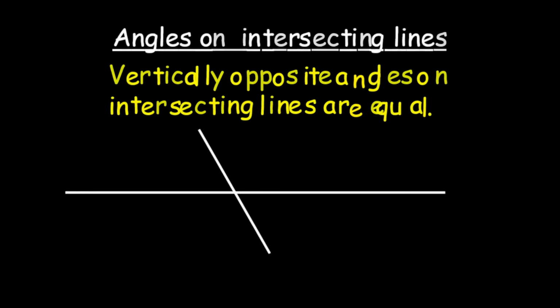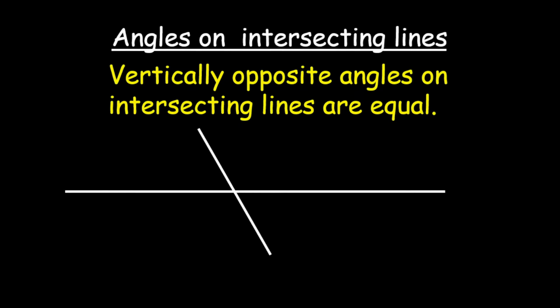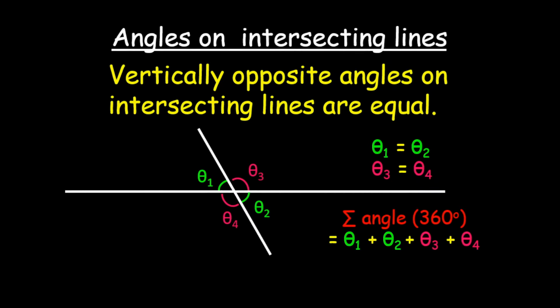Another point to note is that we're looking at angles on intersecting lines, and vertically opposite angles on intersecting lines are equal. Therefore, theta 1 and theta 2 are vertically opposite. Theta 3 and theta 4 are vertically opposite. So the point to remember is that theta 1 equals theta 2, and theta 3 equals theta 4. If you look carefully at this diagram, you will also notice that the total angle is equal to 360 degrees. Therefore, theta 1 plus theta 2 plus theta 3 plus theta 4 all add up to 360 degrees.